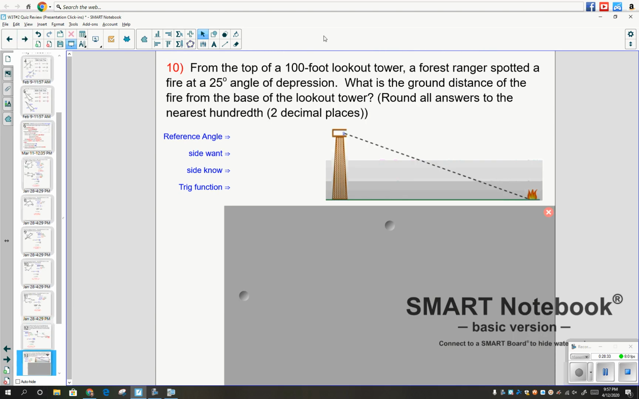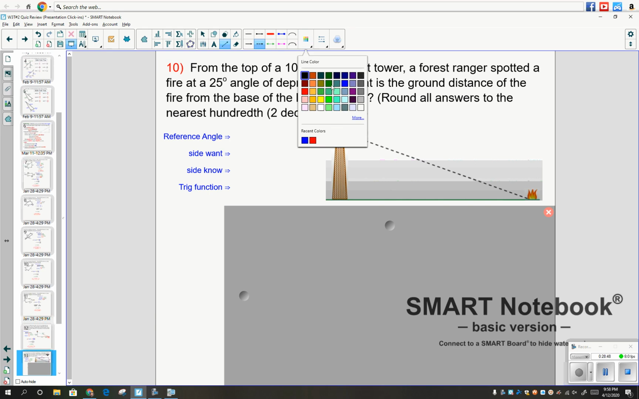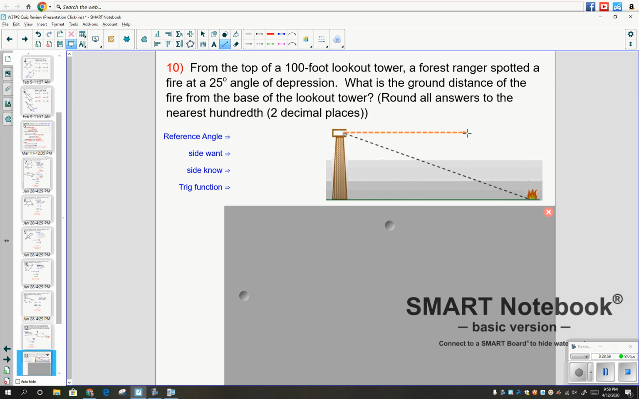Example number 10. From the top of a 100-foot lookout tower, so the tower here is 100 feet, a forest ranger spotted a fire at a 25-degree angle of depression. What's an angle of depression? It is created by looking straight ahead. Remember, angles of elevation and depression are always created by looking straight ahead, and then looking down. Depression means to look down, whereas elevation looks up.